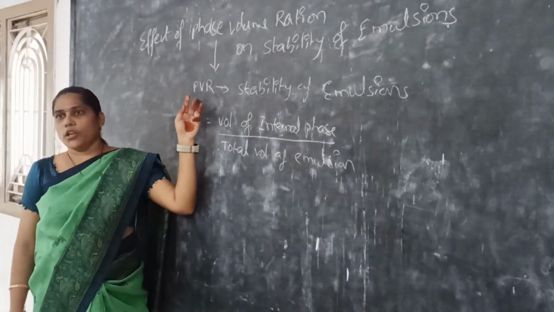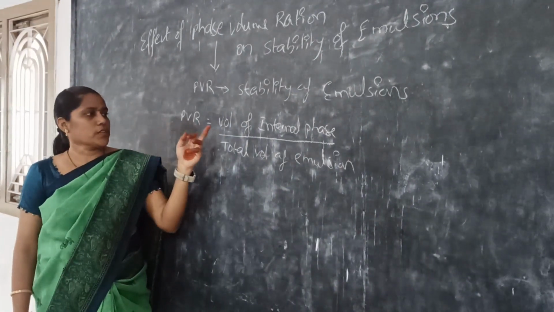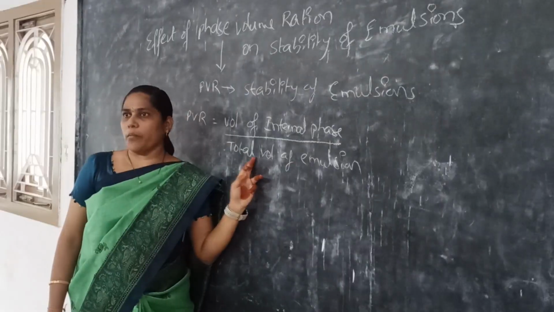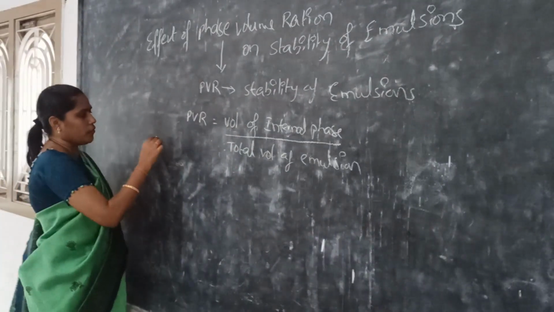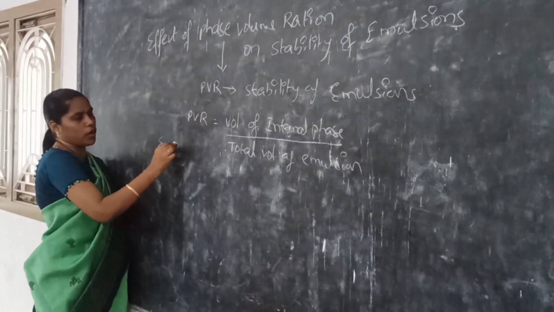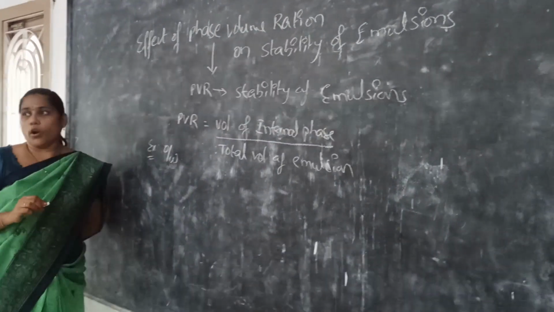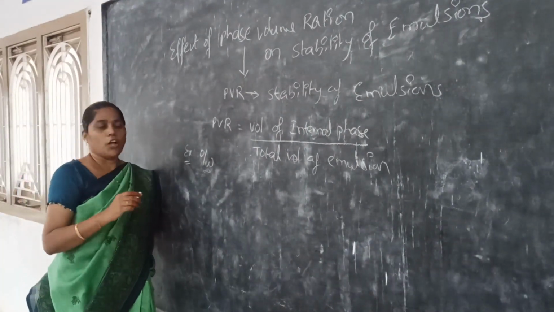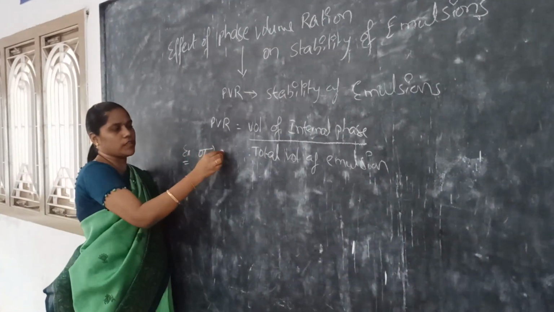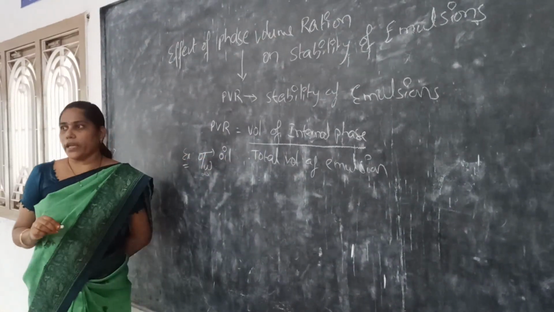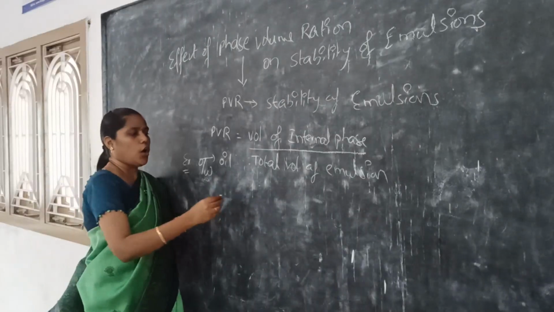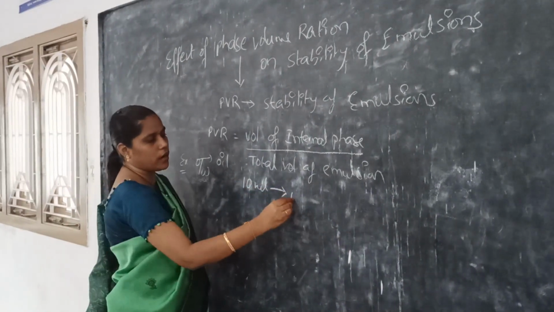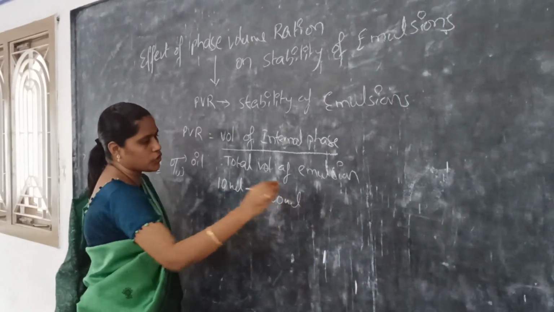The phase volume ratio is the volume of internal phase to the total volume of the emulsion. For example, if you take an oil in water emulsion, which is the internal phase? Oil is the internal phase. For example, you take 10 ml of oil and you make the emulsion up to 100 ml by using an emulsifying agent.